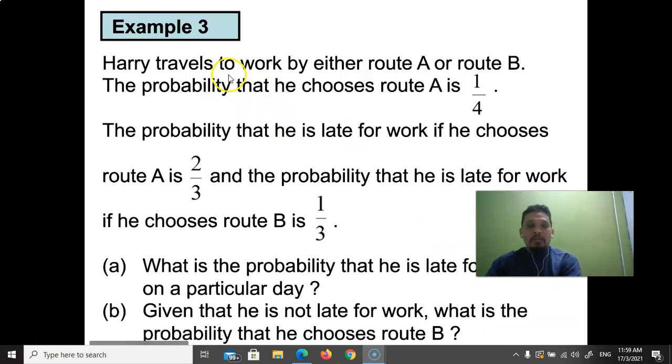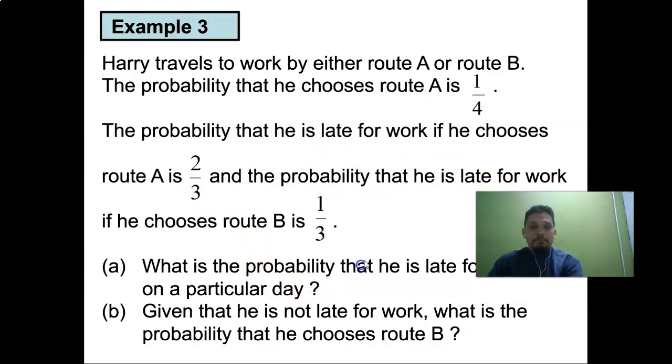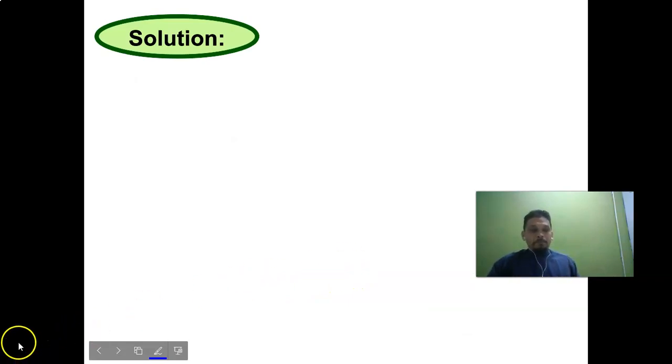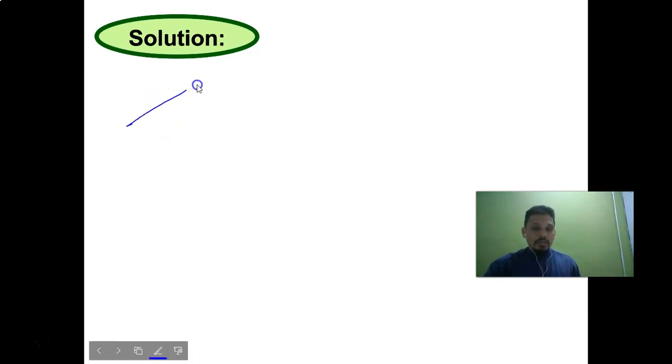Okay, now Harry travels to work by either route A or route B. The probability that he chose route A is 1/4. The probability that he is late for work if he chooses route A is 2/3, and so on. You read out the rest by yourself. Referring to the question, we are now going to come up with what we call a probability tree diagram. Harry travels to work by either route A or route B. So it's either route A or B.